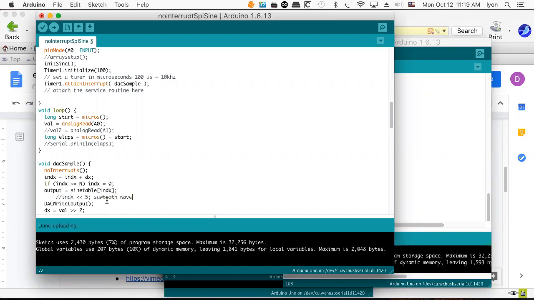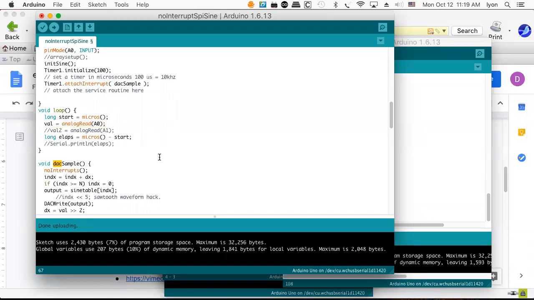Sawtooth waveform hack. Here's my sawtooth waveform hack. So that's an analog read. That's going to do a stop and wait protocol in the main loop. But we don't have to worry too much about how long that takes since we've got this DAC sample happening.